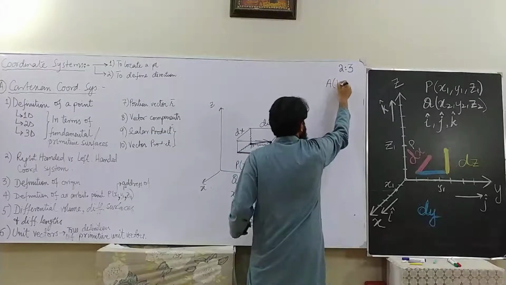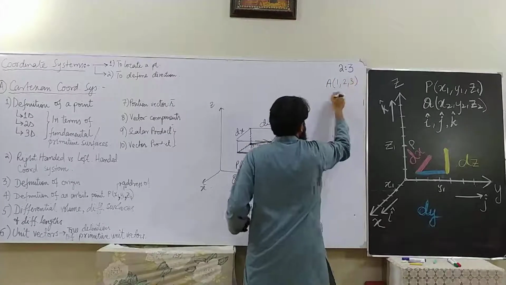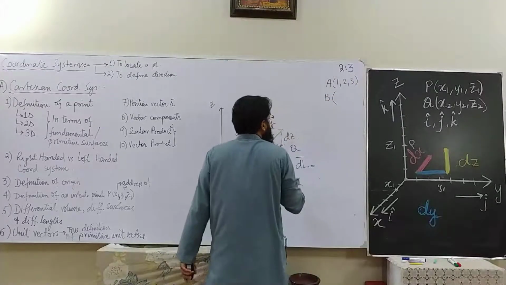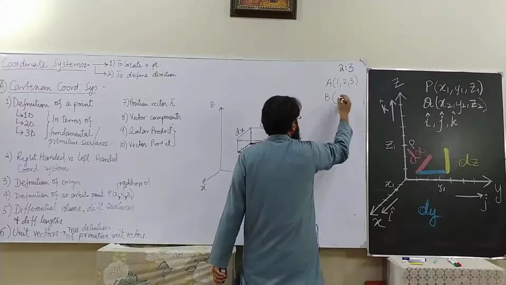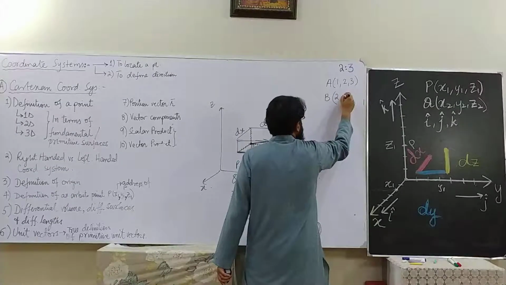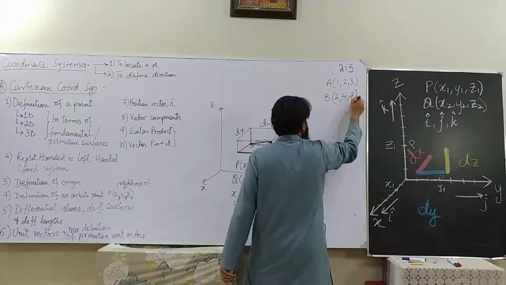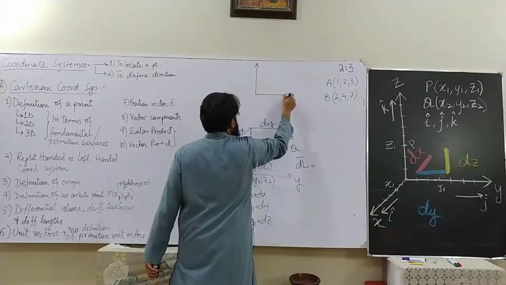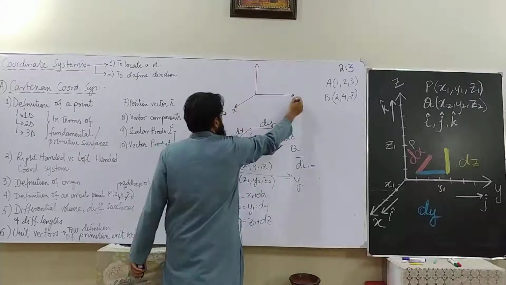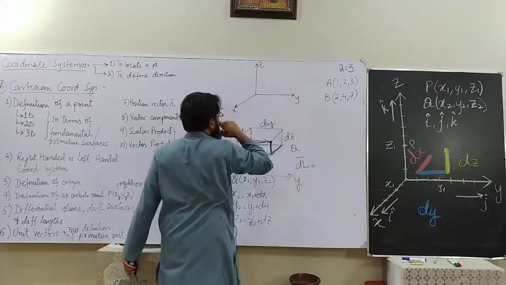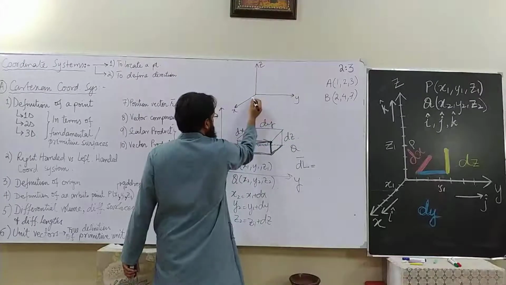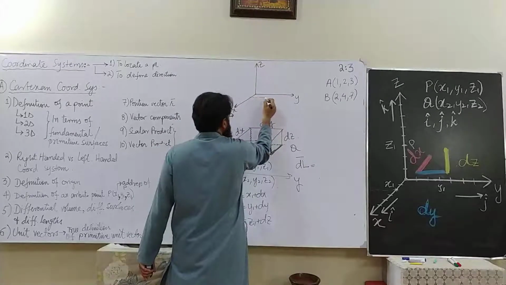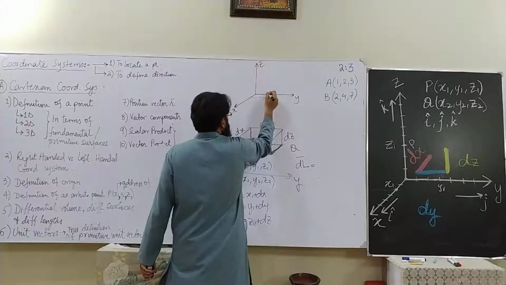Let's say A is (1, 2, 3), and we have a point B which is (2, 4, 7). If we have this three-dimensional coordinate system x, y, and z, point A is 1 unit in the direction of x, 2 units in the direction of y, and 3 units in the direction of z.